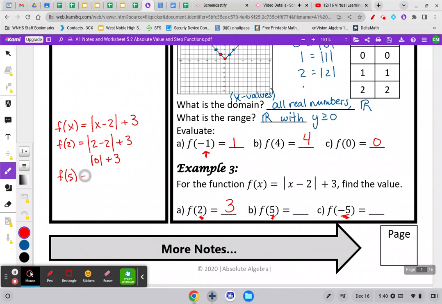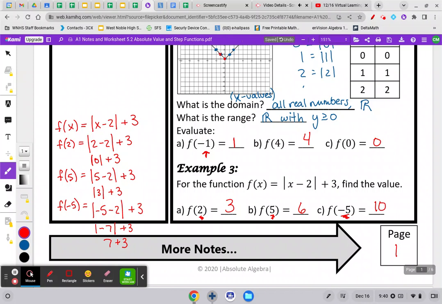F of 5. We go ahead and plug this in. We get the absolute value of 3 plus 3, or 6. F of negative 5, we plug this in. Don't get too speedy with doing the absolute value. You get the absolute value of negative 7 plus 3, which is actually 7 plus 3, or 10. And we're going to call this page 1.